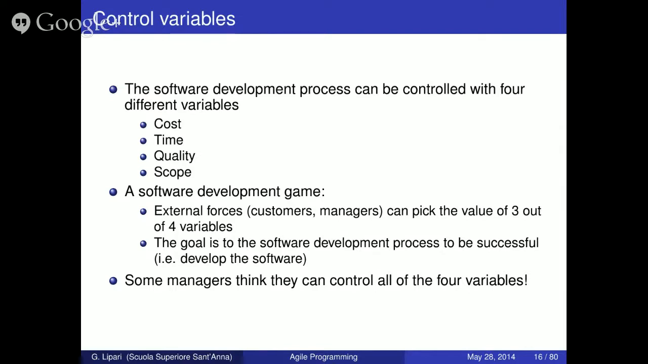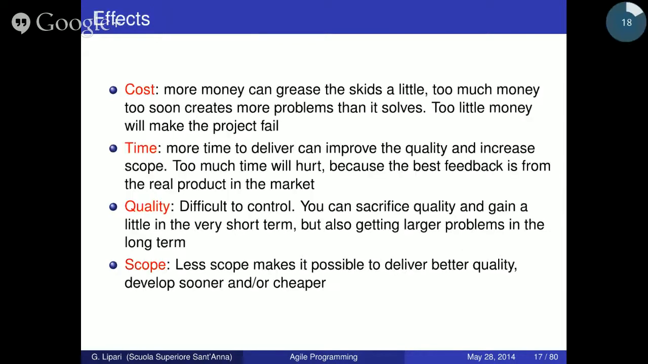Now, some managers think they can control all of the 4 variables. So they think they can achieve a certain objective with very little money, in very little time, with very high quality and very large scope. Of course, that's not possible. Cost. What is cost? Cost in software goes to salaries of programmers. So it's the amount of time multiplied by the number of programmers, basically. So cost is related to time and is related to the size of your team.